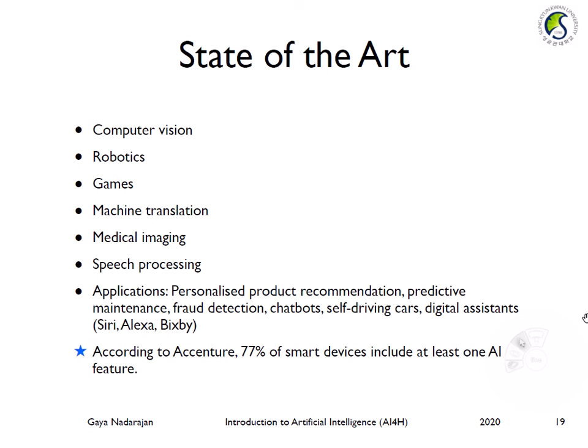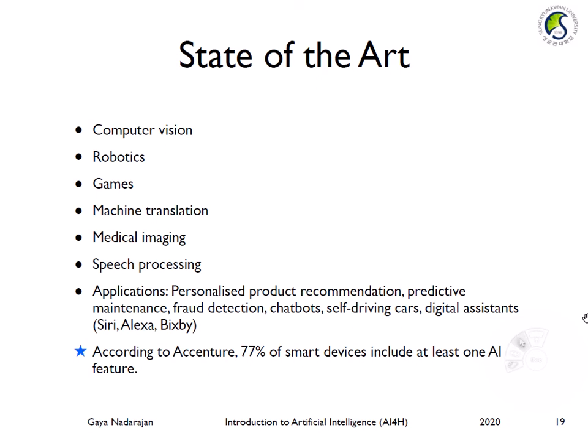Predictive maintenance: how do you maintain products and see whether they fail, whether we can catch the failure before it happens. Fraud detection, credit card fraud detection, email spam filters, chatbots, self-driving cars, digital assistants, okay? Those are all very common applications.